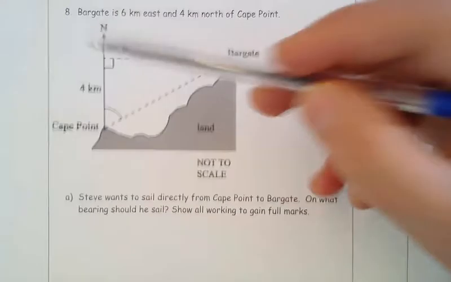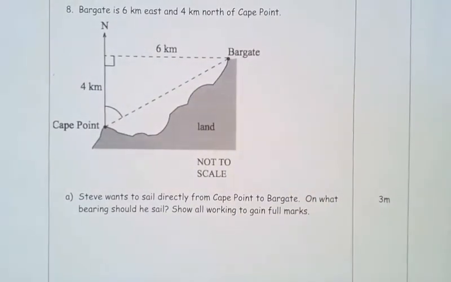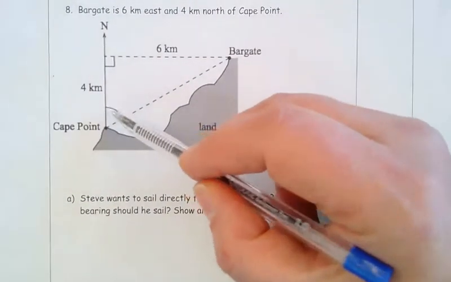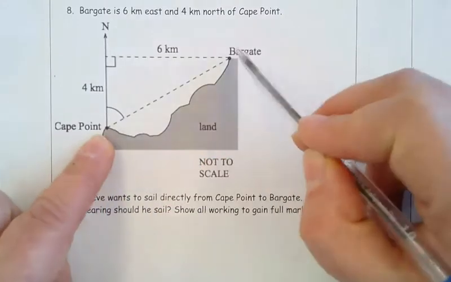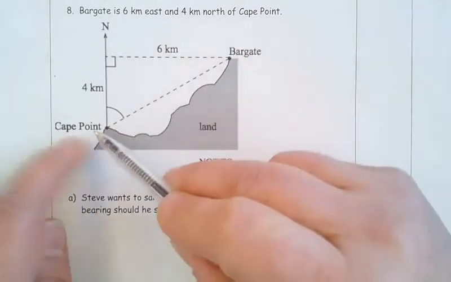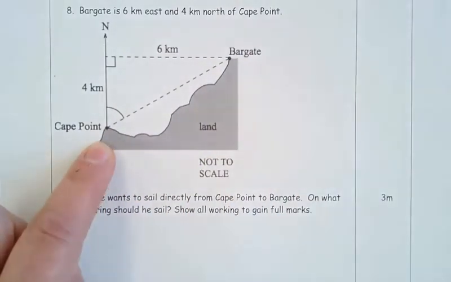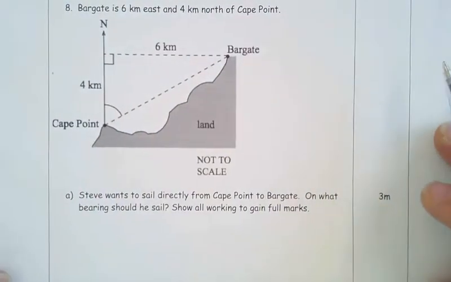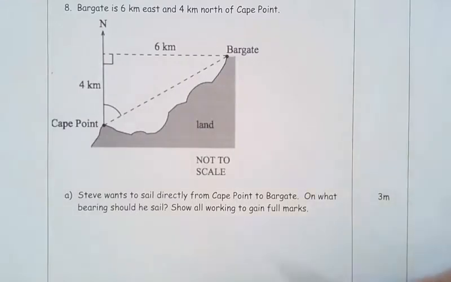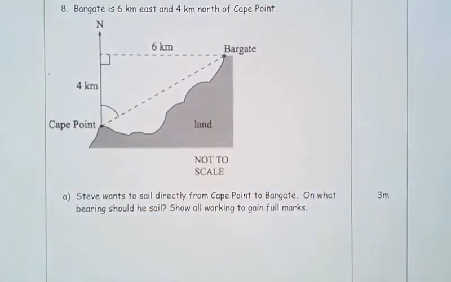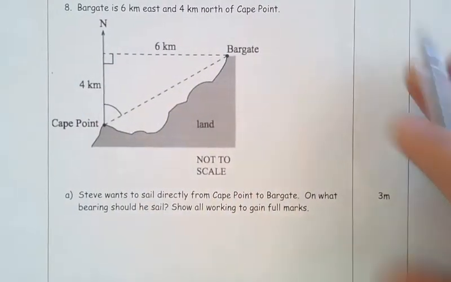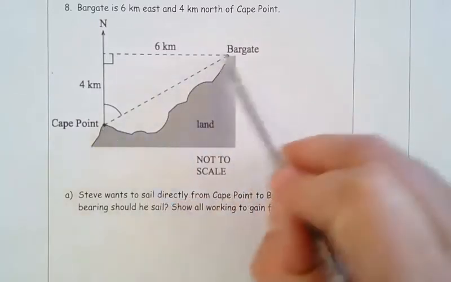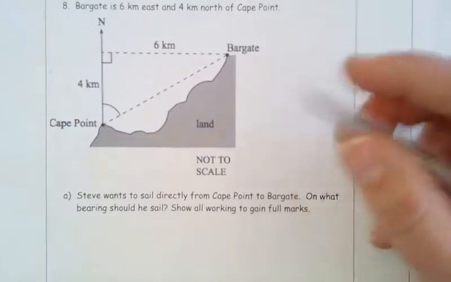Now, look, when you see a question like this, there's a few things they're going to ask. They might ask what bearing he's got to sail from Cape Point to Bargate. Or they could ask for the distance between Cape Point and Bargate. How could you work out the distance? Right, good. The distance would be Pythagoras' theorem, but they're not asking that. But sometimes they can. So he wants to sail from Cape Point to Bargate. On what bearing should he sail?